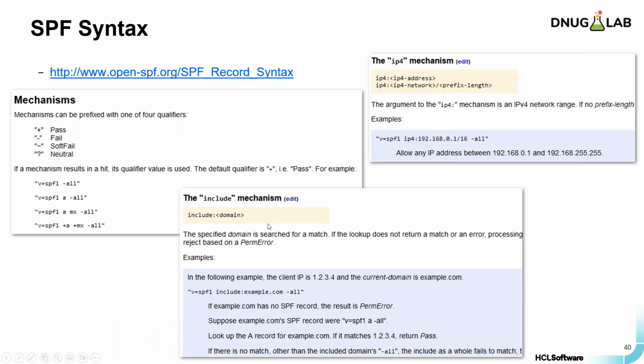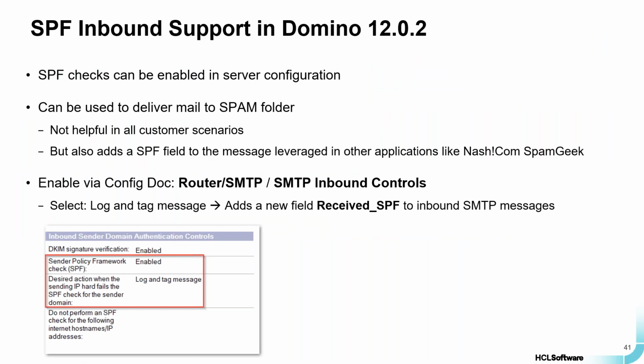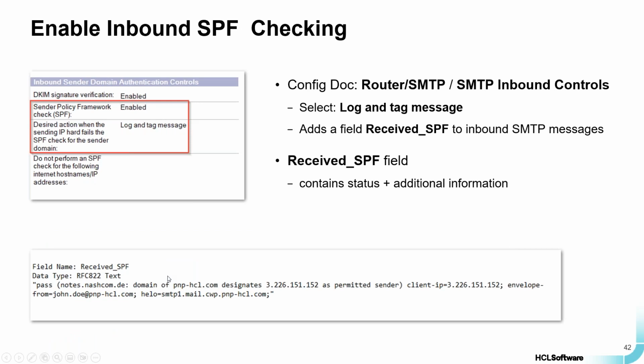So I put together some information that you can follow, and I would mainly focus on the inbound part. The inbound part is just configured on the server side in the configuration document. You can log and tag message here, and it will add information into the incoming email, the Received-SPF field. And then you can use that to validate the message, drop the message, or whatever.